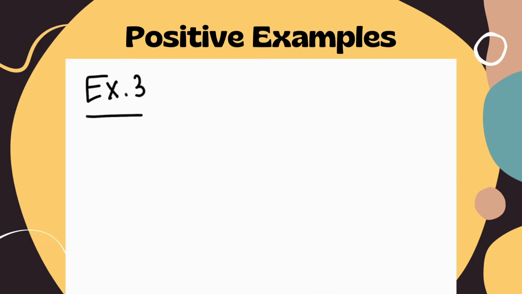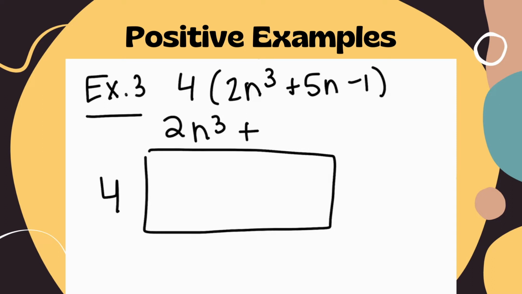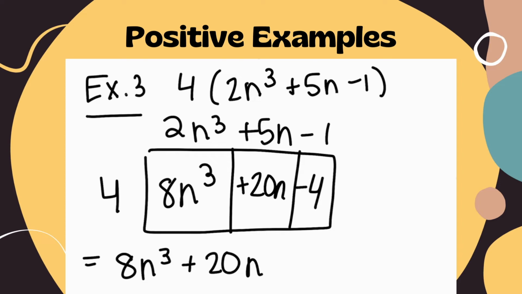Let's try one more example with a positive number we're distributing. So here we have 4 times the quantity of 2n cubed plus 5n minus 1. A few more terms. We're just going to have an extra line in our box. So we have 4 on one side, 2n cubed plus 5n minus 1 on the other, and draw 2 line segments this time and multiply. 4 times 2n cubed is 8n cubed, 4 times 5n is 20n, and 4 times negative 1 is negative 4. And that gives us an answer of 8n cubed plus 20n minus 4.